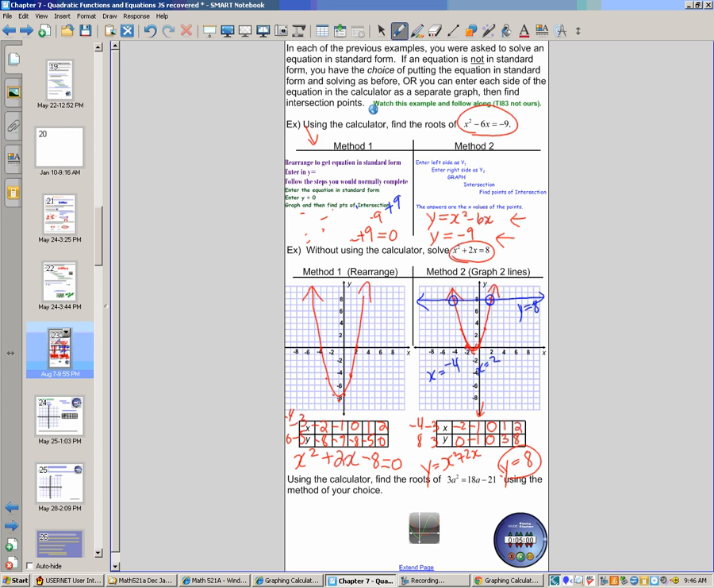And if you did it using method 1, it's the x-intercepts. Okay, the x-coordinate of the x-intercept. So x equals -4 and x equals 2. Are they the same? Yes, but it's two different ways of doing it. Just depends if you would rather rearrange the equation first or do each side separately and see where they intersect.